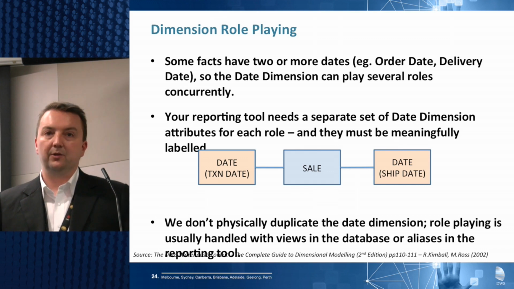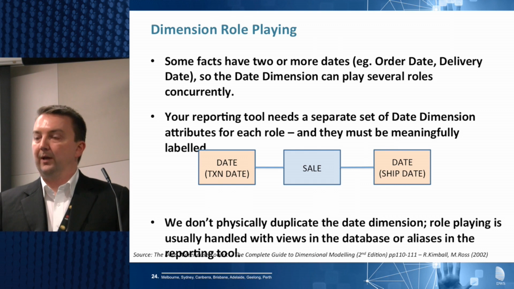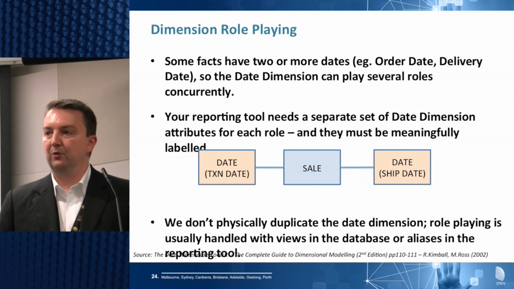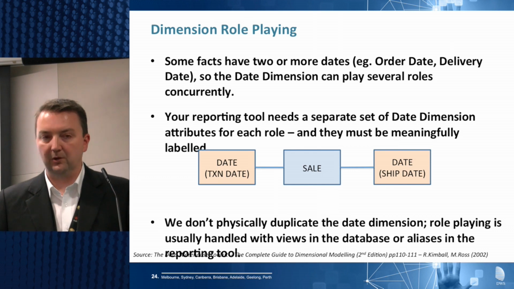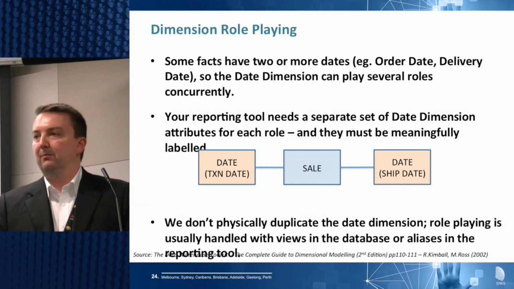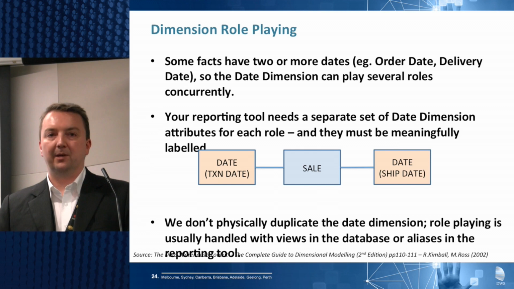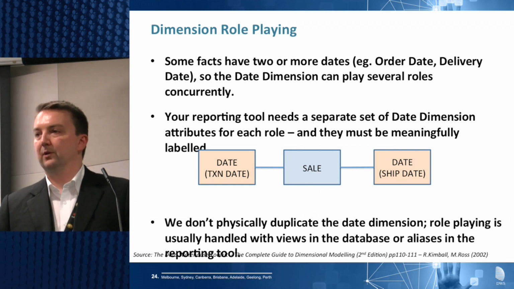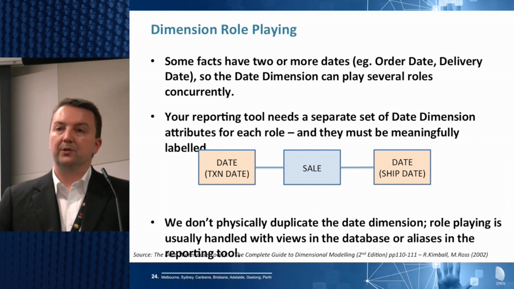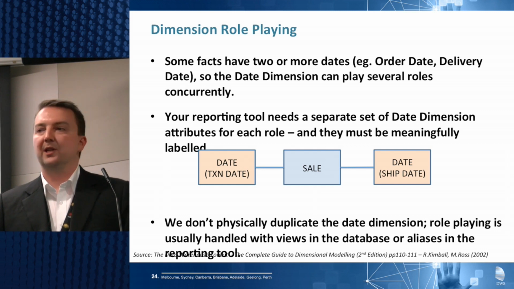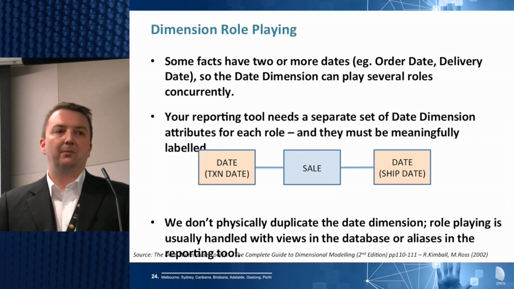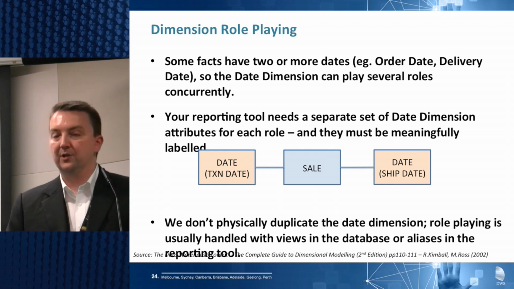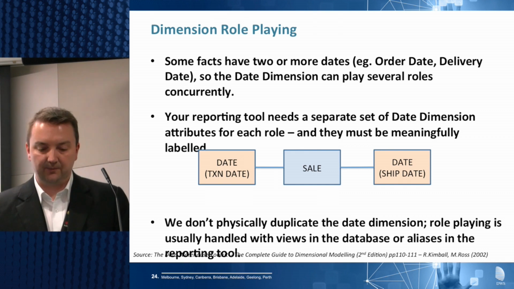So when we're presenting our information model to users, where a dimension like the date dimension appears in multiple contexts or plays multiple roles, we need to present it multiple times. So in our database we'll have only one date dimension, but we might solve this with views, or in a lot of BI tools, the term they use is aliases. Okay, we'll have multiple aliases for the same dimension, a transaction date alias and a shipping date alias.